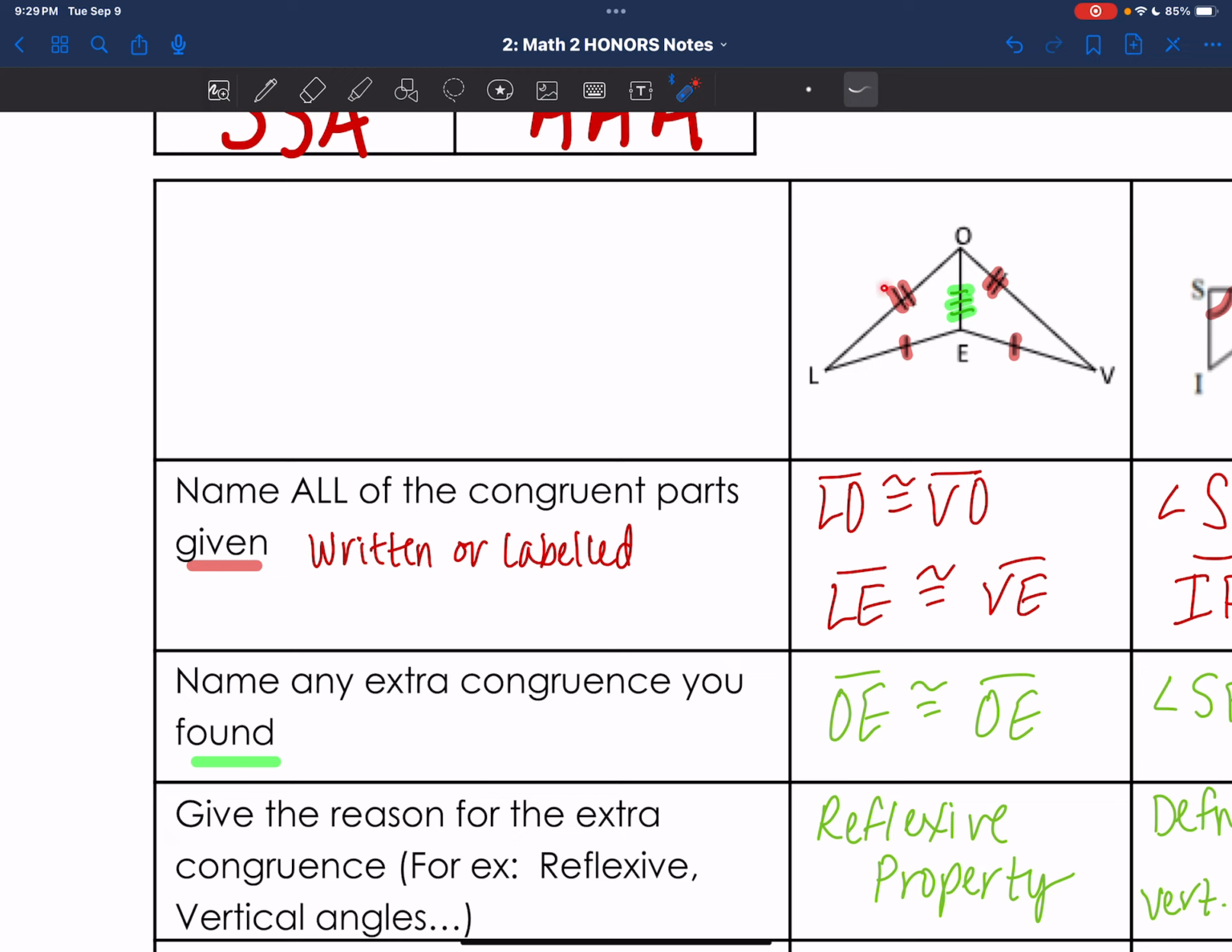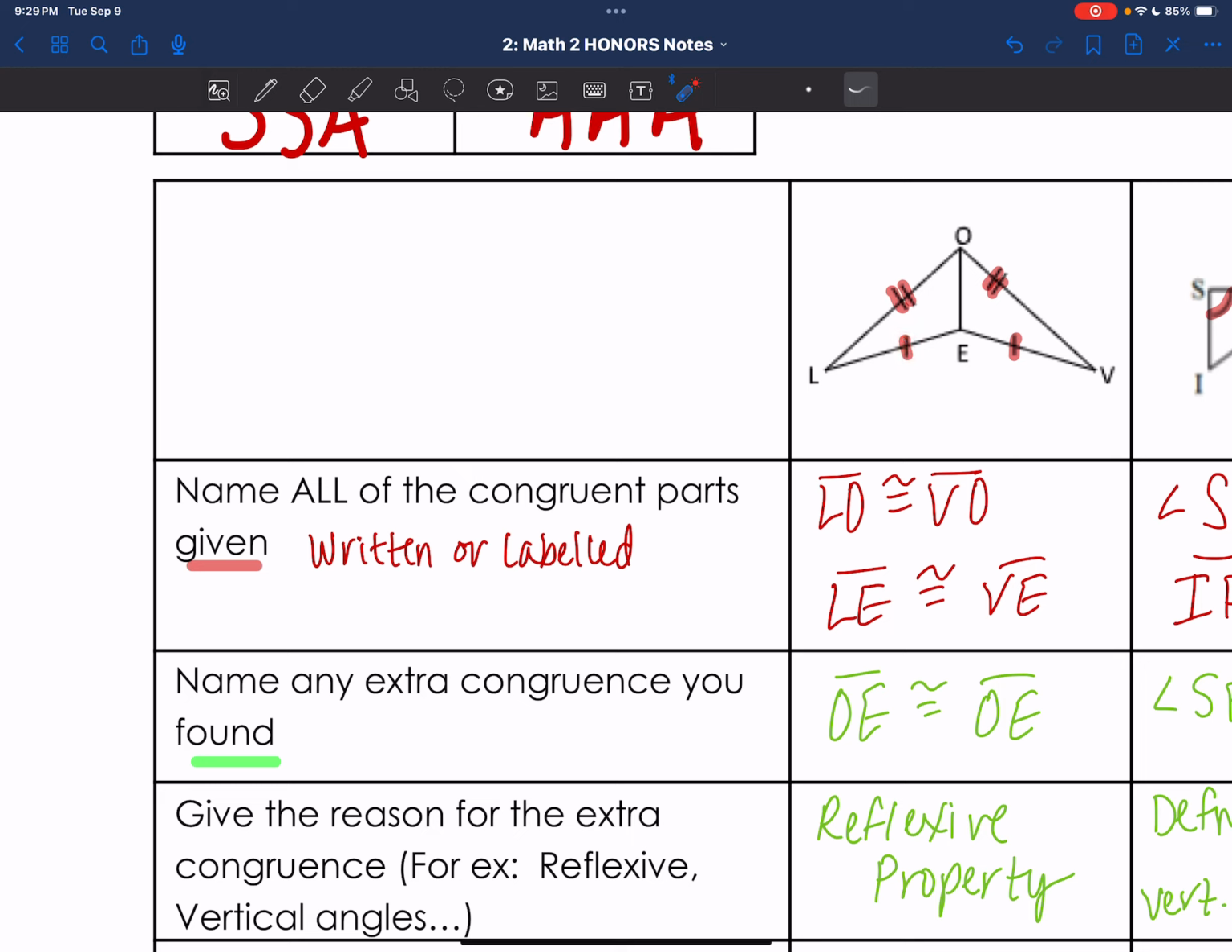So we have segment LO is congruent to segment VO, and we know that because it is marked. Let me erase this little part right here because that is not provided. We have segment LE is congruent to segment VE, and we know that because it is marked.